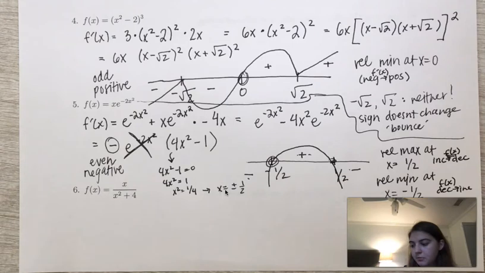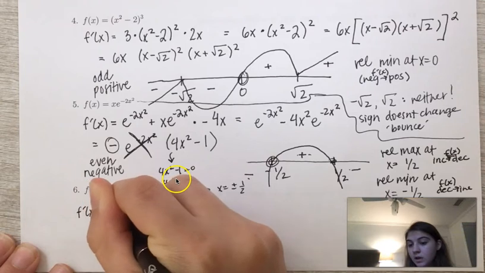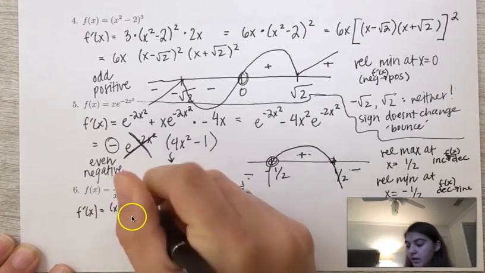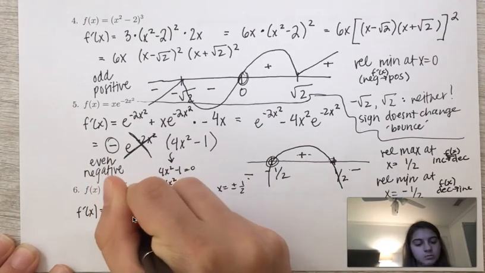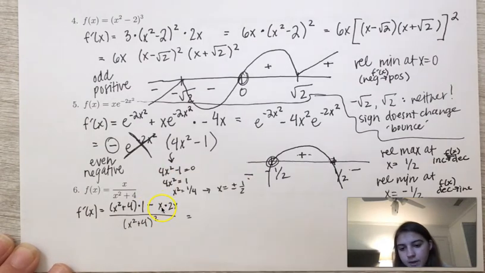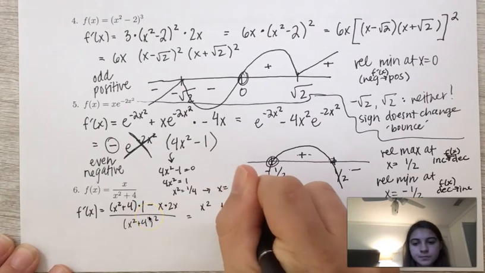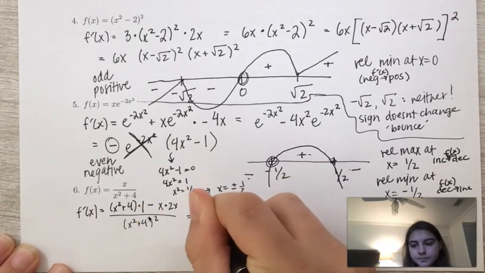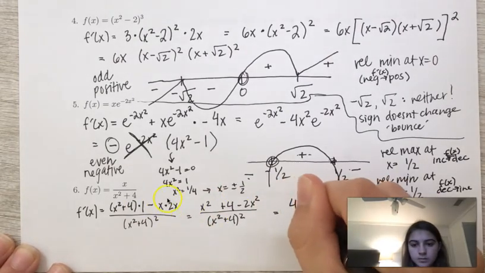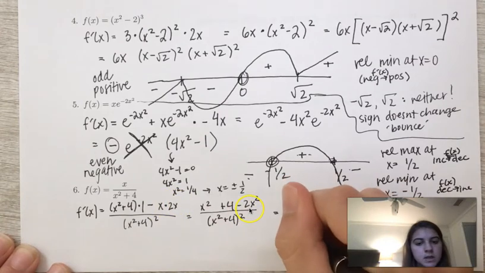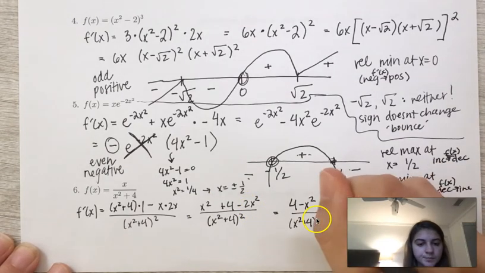Number 6, we have a nice little quotient rule. So we have our low times the derivative of the high, which is just 1. So remember, low d high minus high d low over low low. That's our rule. Low d high minus high d low over low low. We're just going to factor that. That's x squared plus 4 minus, which multiply these together, 2x squared. Combine those x squared, so we have 4 minus x squared.